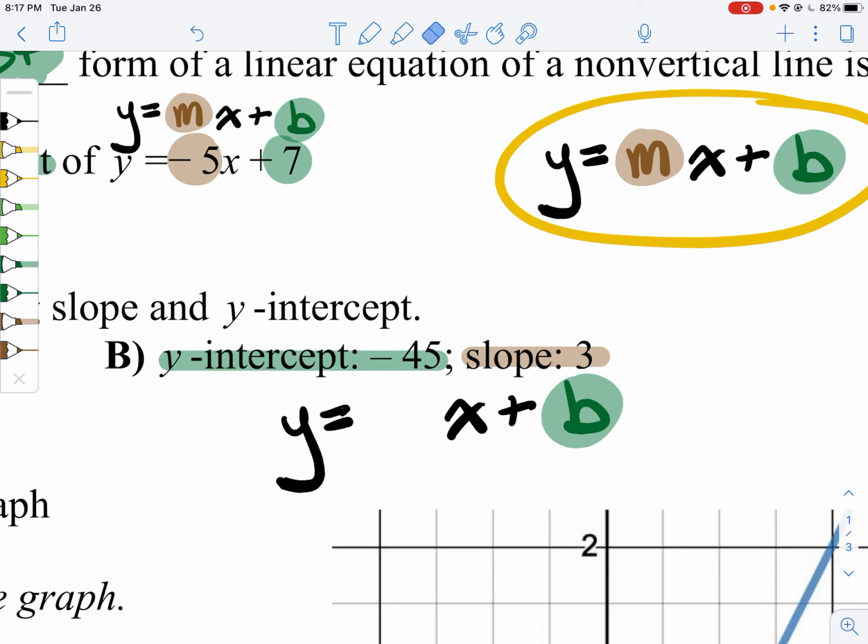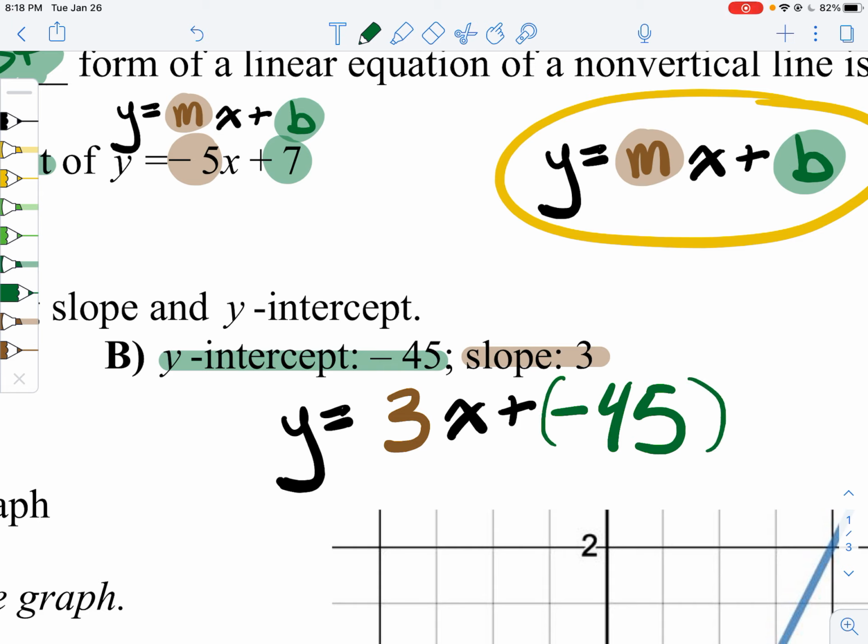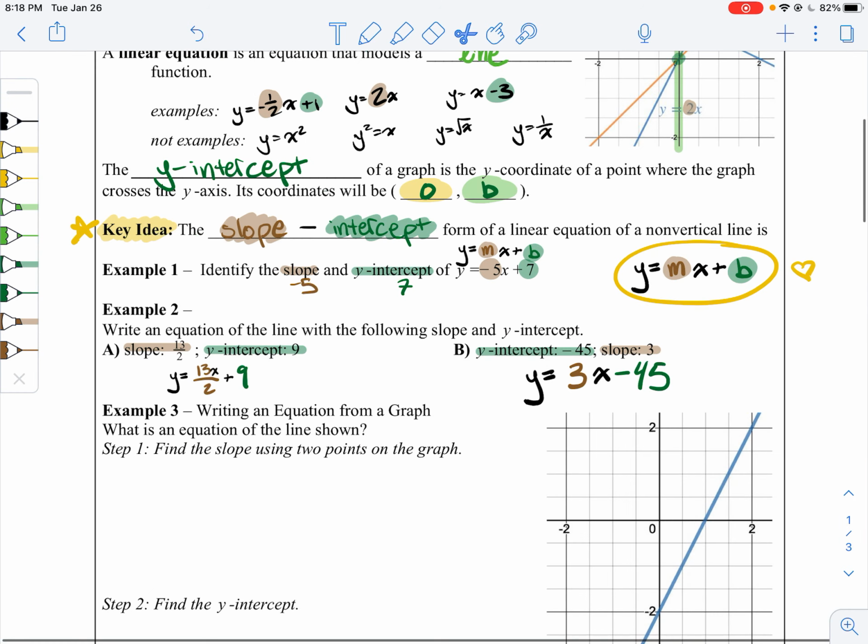Our slope is 3. Ta-da! And our y-intercept is -45. Check that, -45. This is fine as long as you put your -45 in parentheses. That's okay. If you want to save yourself some time, you can just do -45, and that's great as well. Hey, guys, if you got that, you basically got the lesson. But now let's use pictures.